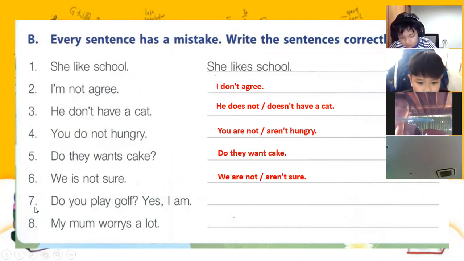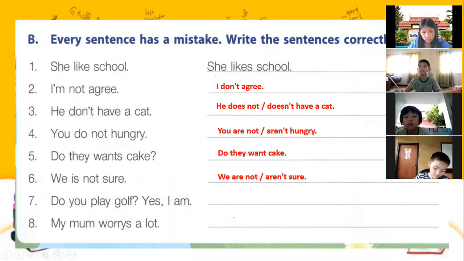Now, sentence number 7. Do you play golf? Yes, I am. What is the mistake? Adin. Do they play golf? Yes, I am. Do you want to play golf? Affirmative.